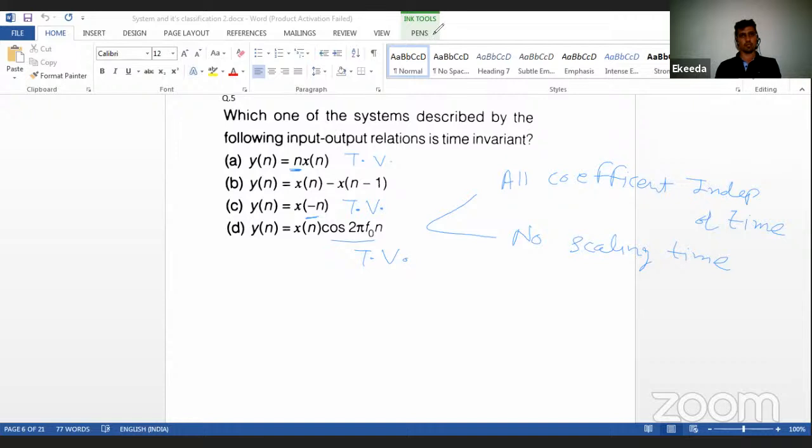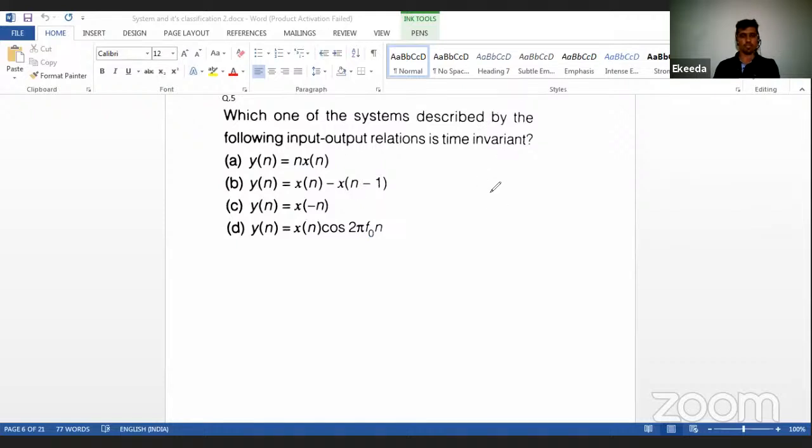So this is the correct answer, where there is no coefficient which depends on time, and there is no scaling on the time domain. So this will be time invariant. So B will be the answer.